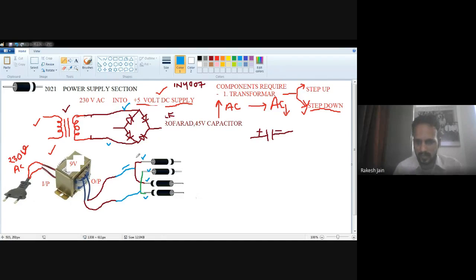So this is the remaining 2 sides. How can we connect the remaining 2 sides? Okay, so 2 cathodes will be connected and 2 anodes will be connected, like this. Now what do I have to do?